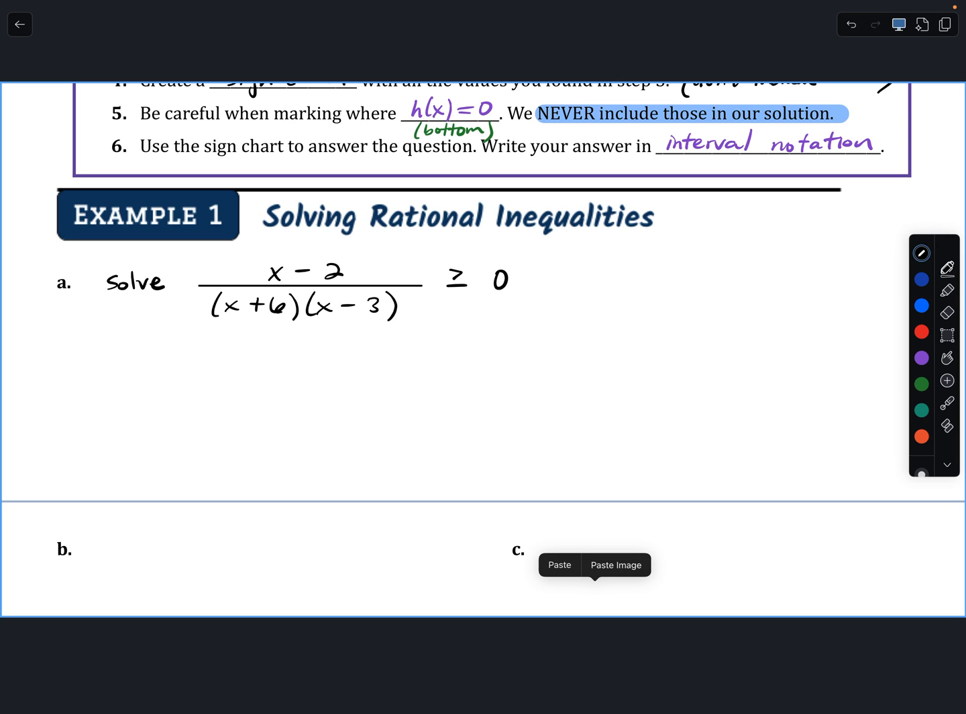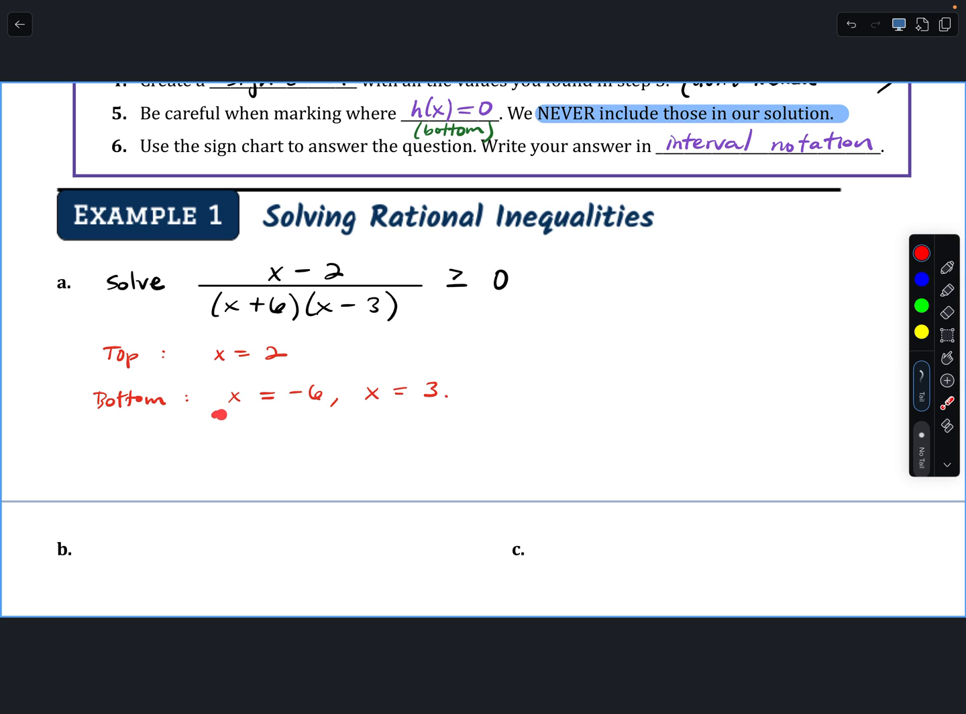So what I want to do is, where is the top equal to 0? What makes the top 0, guys? 2. So the top, x is equal to 2, is a 0. The bottom, what makes the bottom 0? -6 and 3. Okay. So we want to know when this function either equals 0 or is greater than 0.